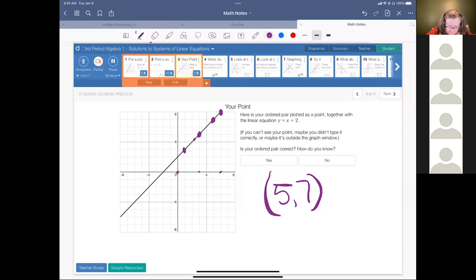Quite a few people at 3 and 5, and we've already got that graphed. So are we seeing our points on the line? The line doesn't have them drawn or the point on there, but can you see that it would be on the line? So if I was able to graph one of your points, you can say yes to this question. And the how do you know is that you can see where it would be on the line.